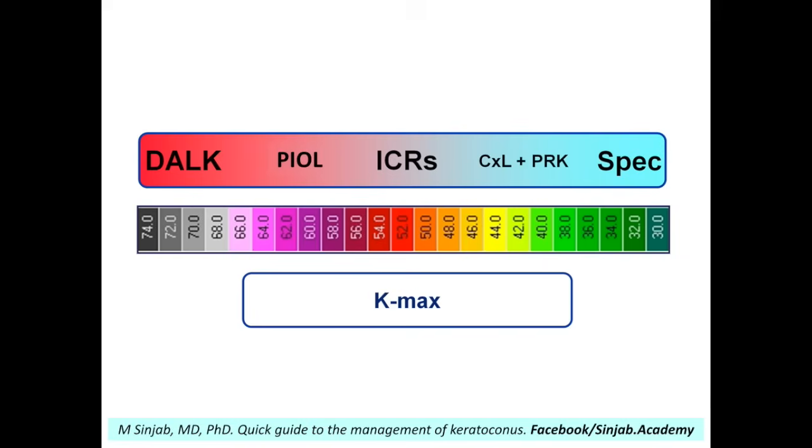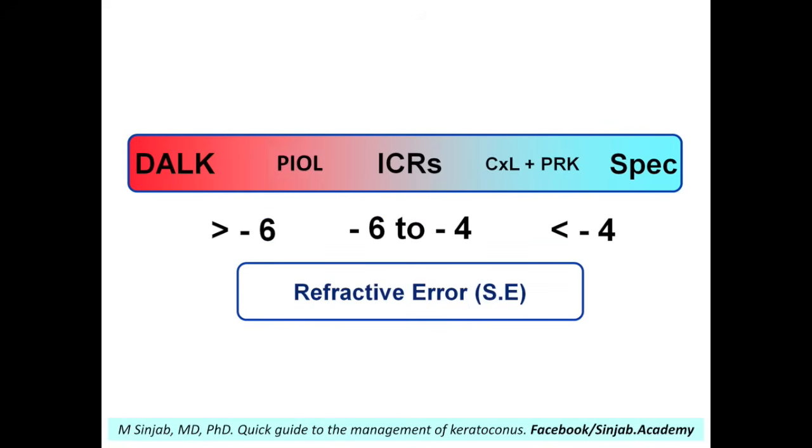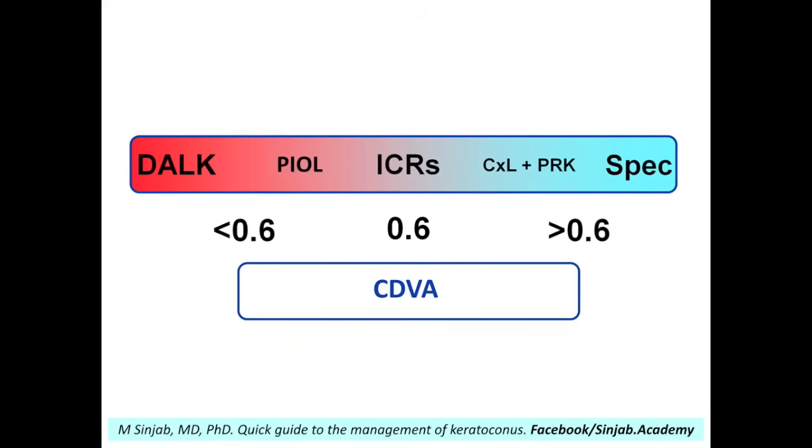So in summary, the higher the maximum K readings, the more invasive the options will be. The thinner the cornea, the more invasive the options will be. The higher the refractive error, the more invasive the options will be. And the less good the corrected visual acuity, the more invasive the options will be.